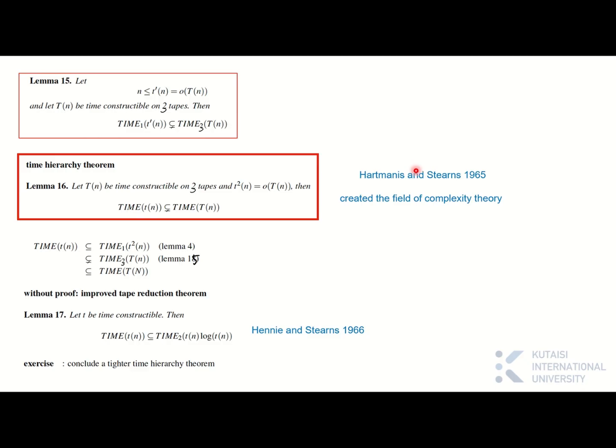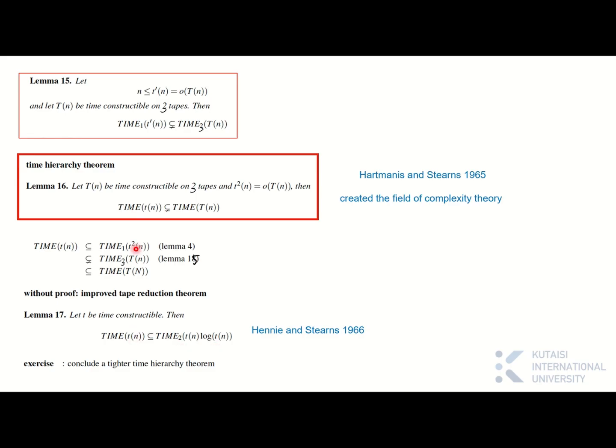And by the way, there's also, without a proof, a result by Hennie and Stearns in 1960 that proved something like time T(n) on k tapes is inside time T(n) log T(n) on 2 tapes. What does this say? Whatever can be computed on k tapes in T(n) time can be computed on 2 tapes in T(n) log T(n) time. So instead of the square we had with 1 tape, if you use 2 tapes for simulating, you can get away with T(n) log T(n) time.